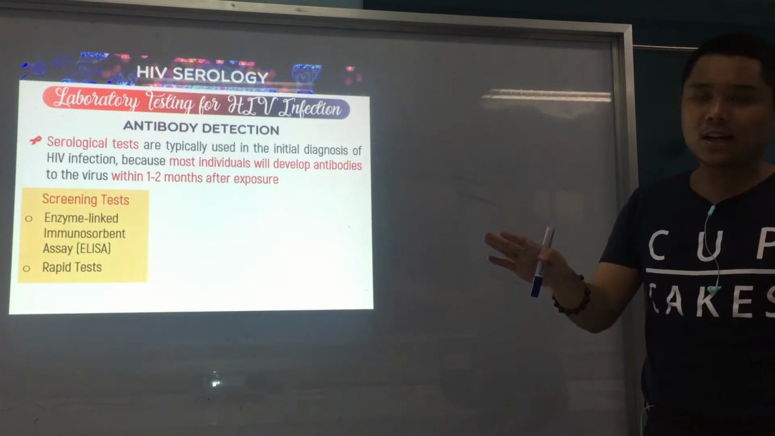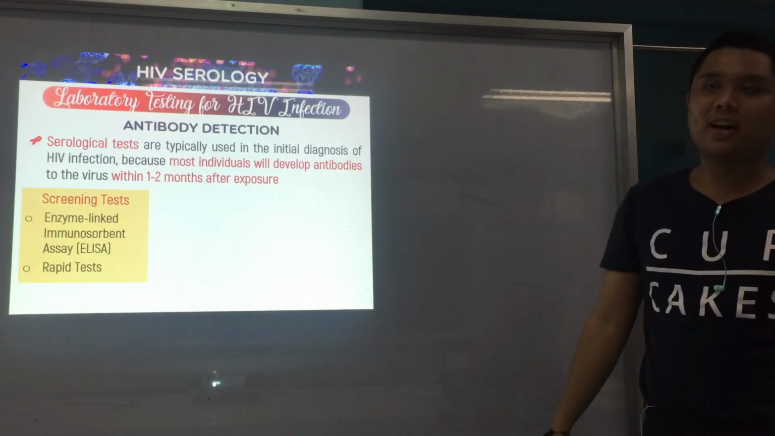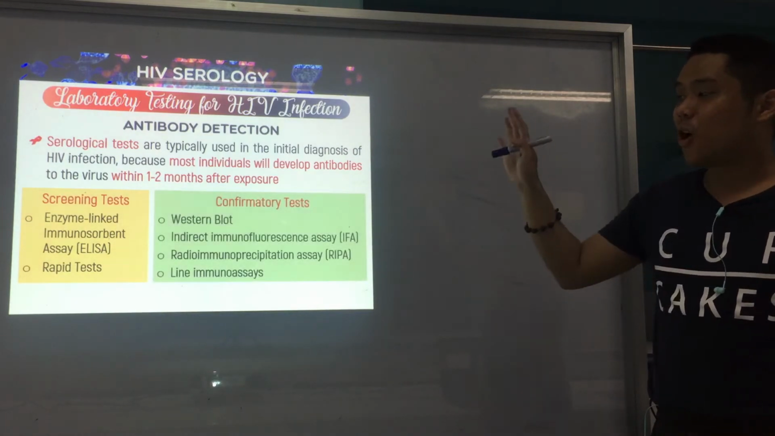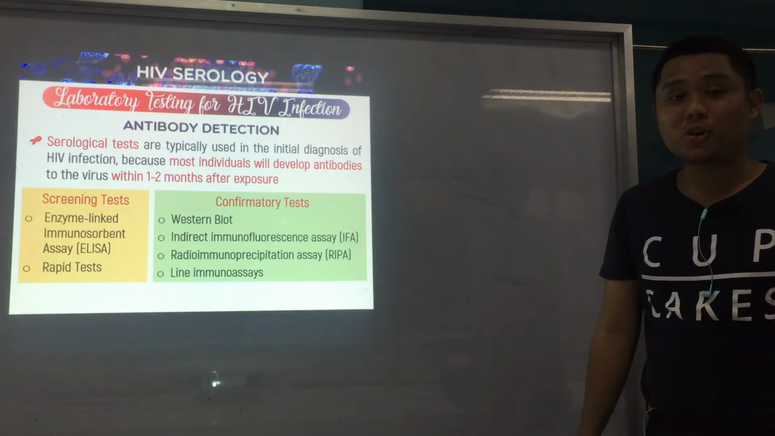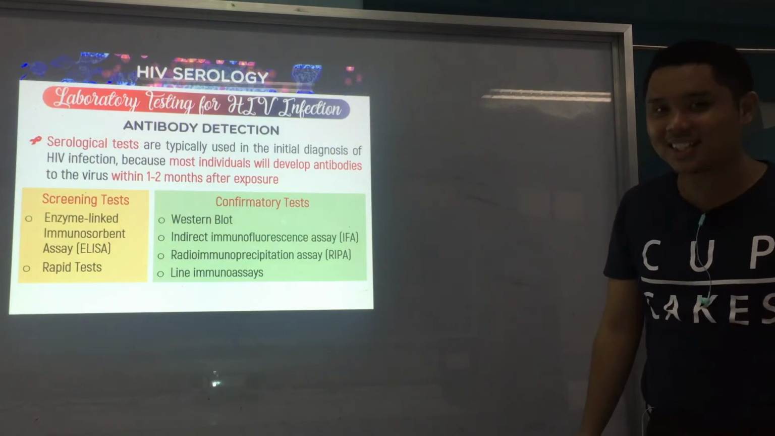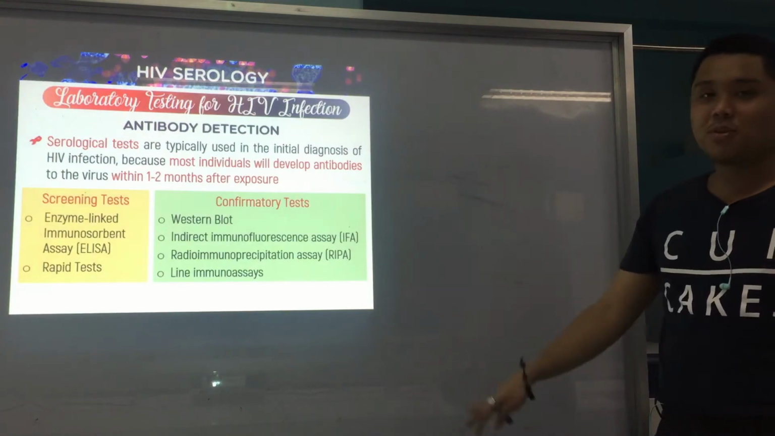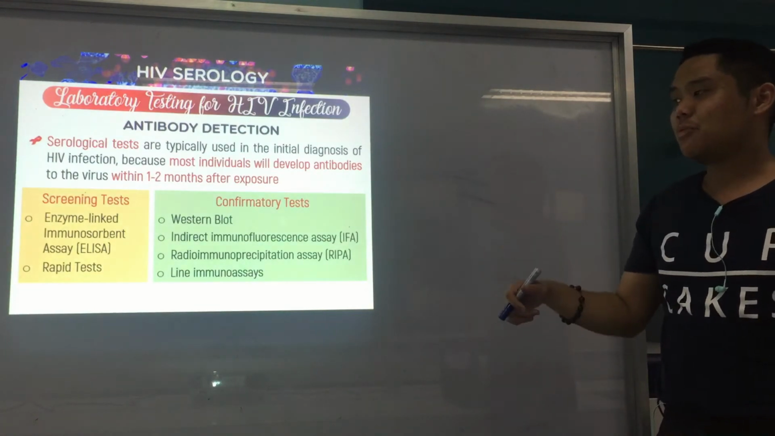We have the screening tests, which can use either ELISA and rapid tests. And you can also have confirmatory tests, which is, of course, your Western blot, indirect immunofluorescence assay, IFA, radioimmunoprecipitation assay, and line immunoassays.